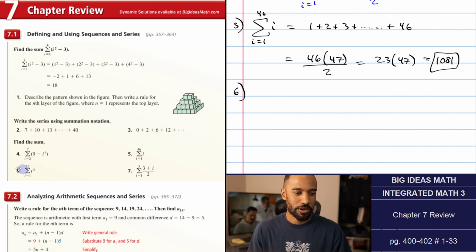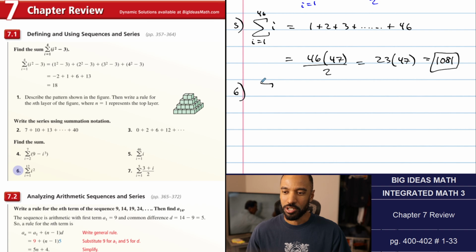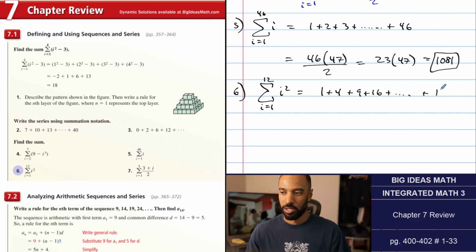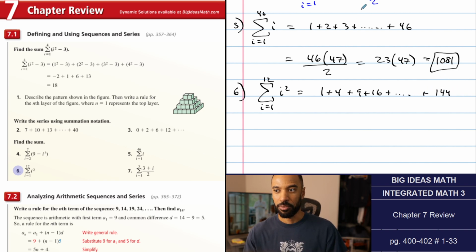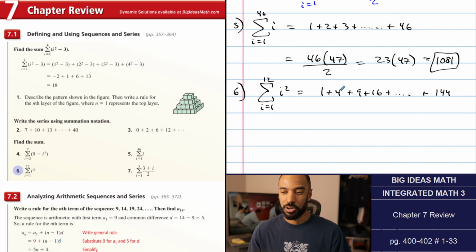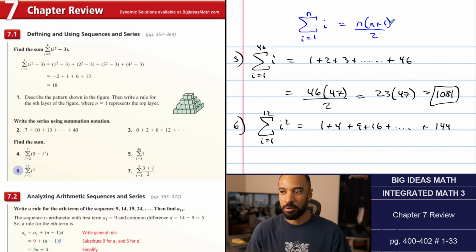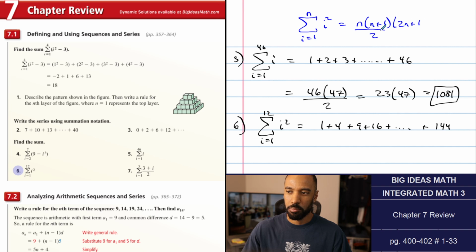Number 6. This is the sum of the squares of the first 12 integers. So again, you have options here. This would basically look like 1 plus 4 plus 9, etc., all the way till 12 squared. Now, given that this is not an arithmetic series, we couldn't use that formula to begin with anyway. But this one does have its own formula, particularly for quadratics. The previous one was n times n plus 1 all over 2. If it's squared, it's n times n plus 1 times 2n plus 1 all over 6. Is that right? I think that's right.